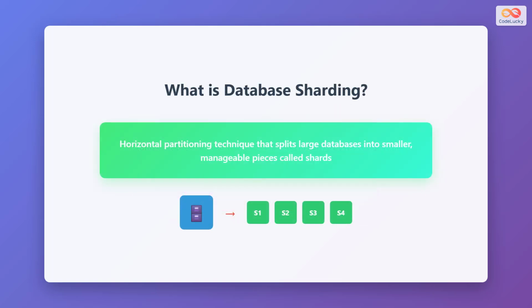Database sharding is a horizontal partitioning technique. It involves splitting large databases into smaller, more manageable pieces. These smaller pieces are called shards. Think of it as dividing one big database into several smaller databases to improve performance and manageability.